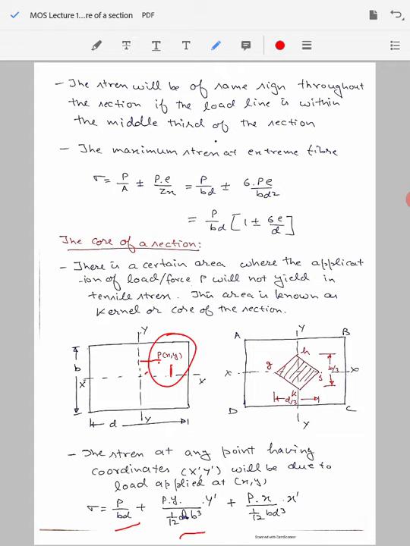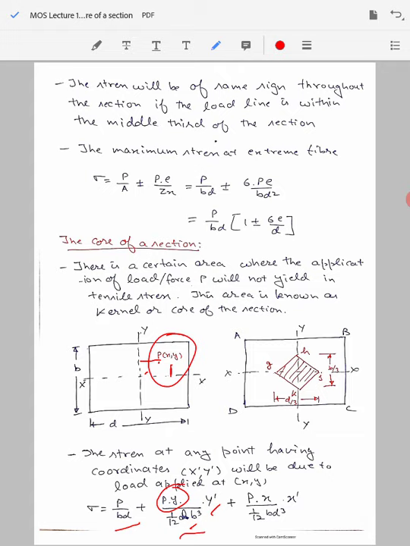For the first case we are talking about the x-axis, because the load is acting at a distance y from the x-axis. So the bending moment value will be P into y. The value of the moment of inertia about the x-axis in this case will be 1 by 12 d b cube, which I have written here. Now the distance of the extreme fiber in this case, because I am trying to calculate the stress at the point x dash and y dash, which is anywhere in this rectangular section, I am going to substitute the value as y dash here.